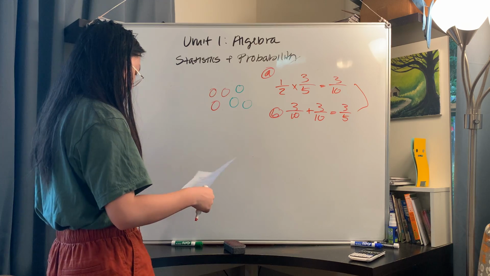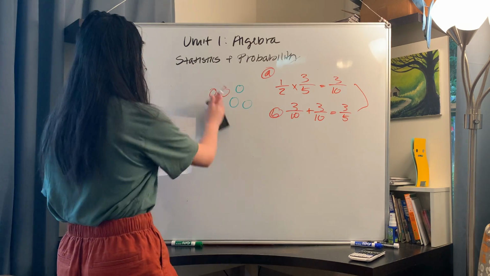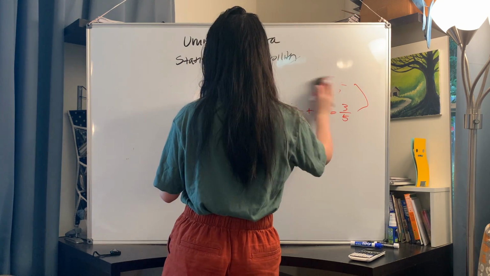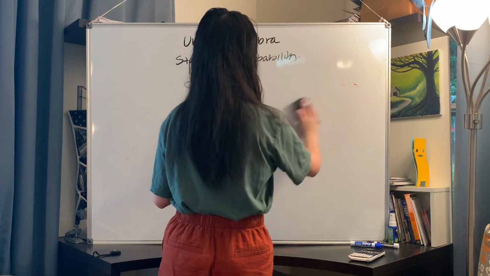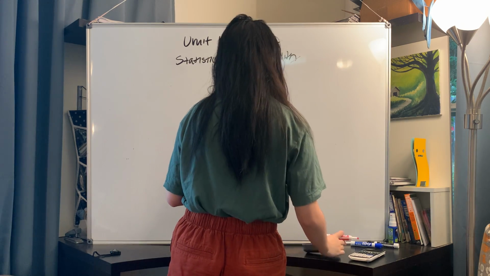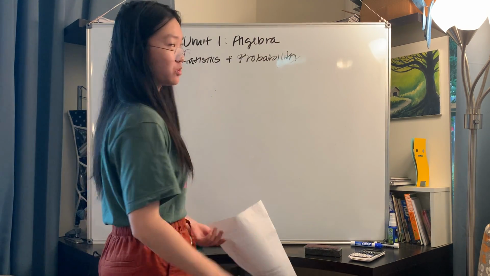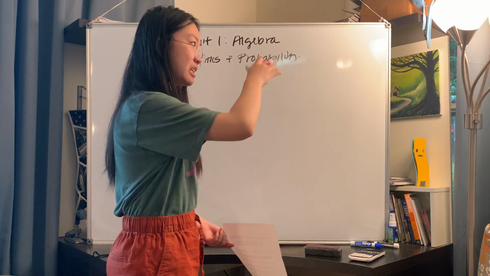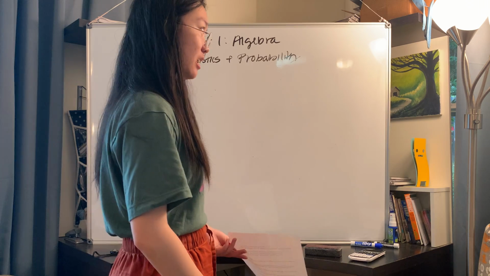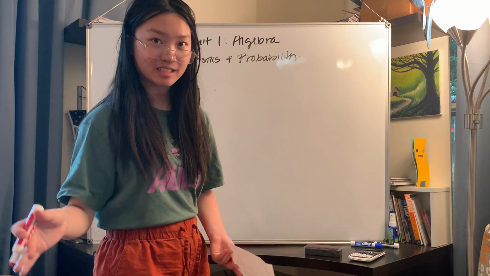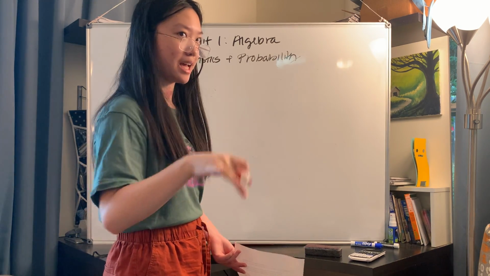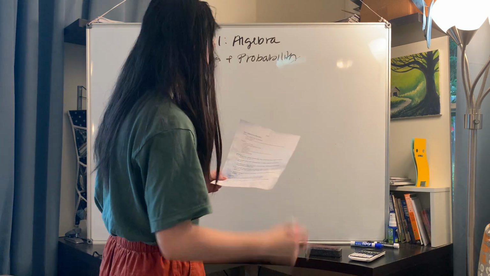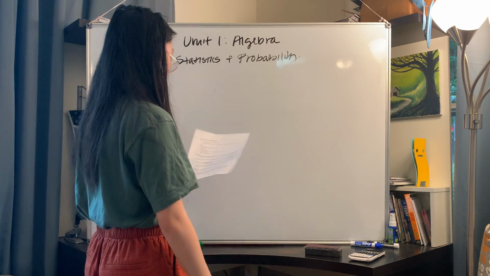Alright, problem 7. John and Jane each choose an integer from 1 to 10 inclusive. What is the probability that they each pick a number greater than 7? 1 to 10 inclusive basically means 1, 2, 3, 4, all the way up to 10. Inclusive means that we're including the number 1 and the number 10. If it was 1 to 10 exclusive, we would not count 1 or 10 in our range.